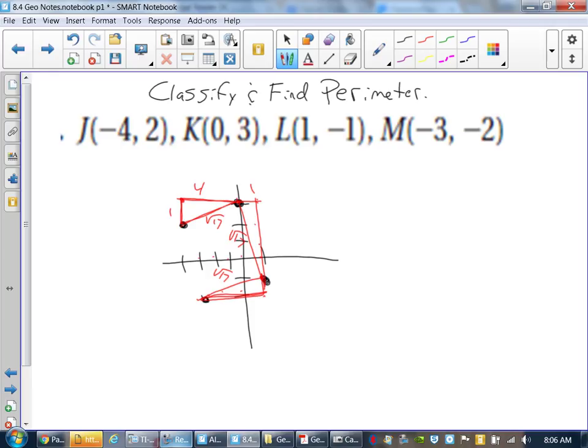Over 1. So we went over 1, and we went up 4, so all of our side lengths are square root of 17. So that means it's either going to be a rhombus or a square. It's a rhombus. Why can't it be a rectangle? Oh, I misspoke. I meant to say square. So what we need to do now to tell whether it's going to be a square or a rhombus is to see if you've got right angles.